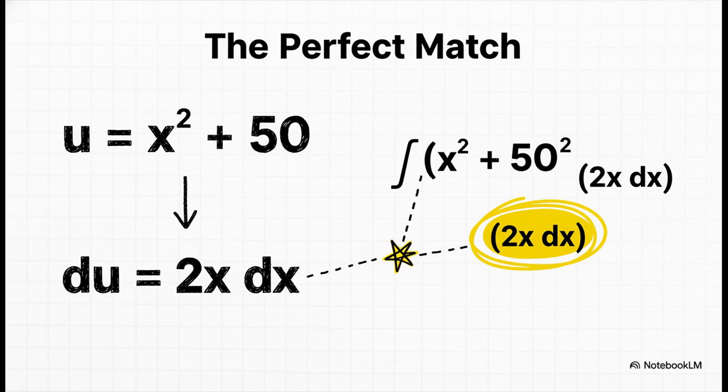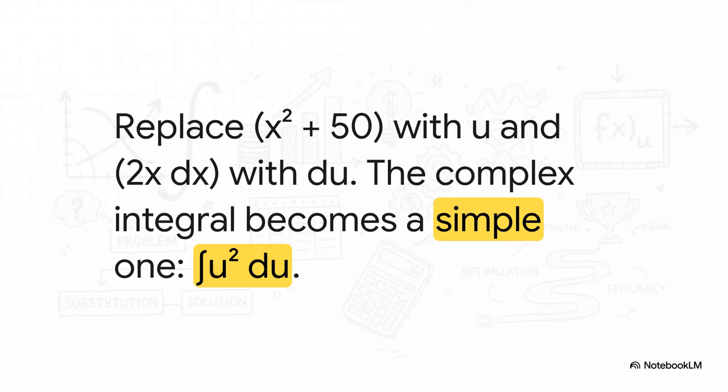And right here, this is the magic moment. Look at 2x dx. That is the exact other part of our original integral. This is the big clue that tells us we have chosen the right u. It works because u substitution is really just the chain rule in reverse. And this is where you really see the power of this technique come to life.